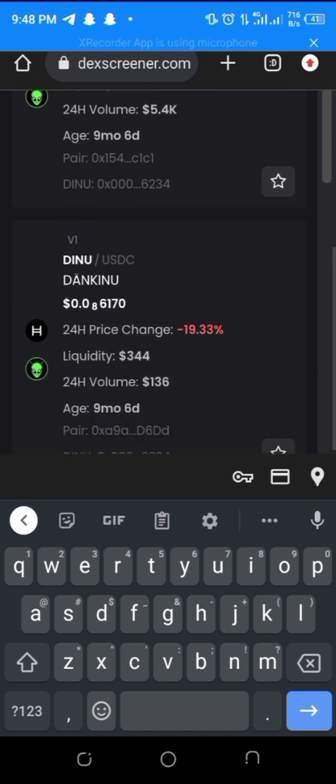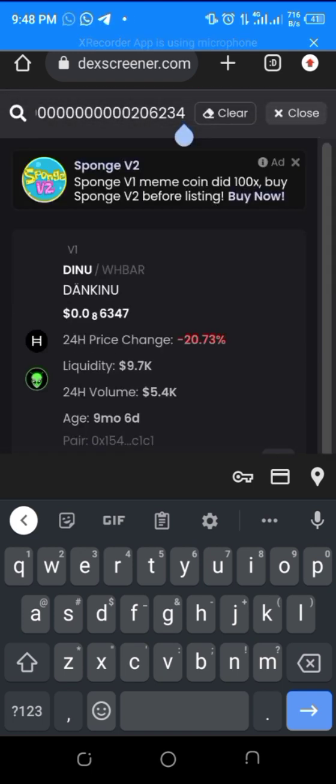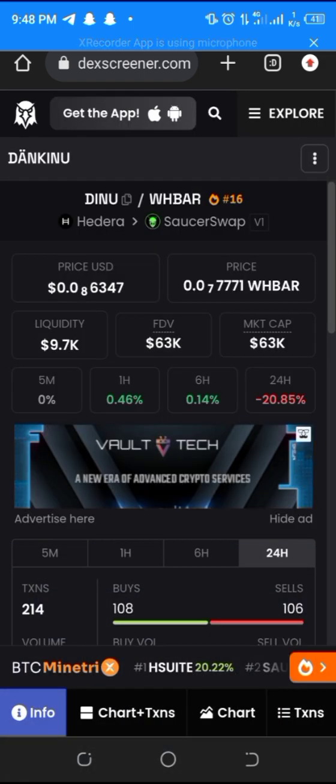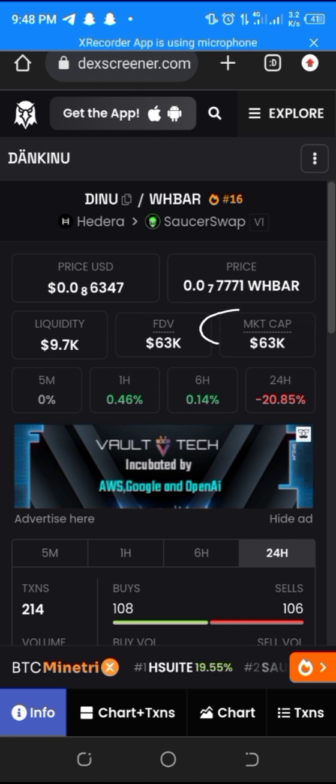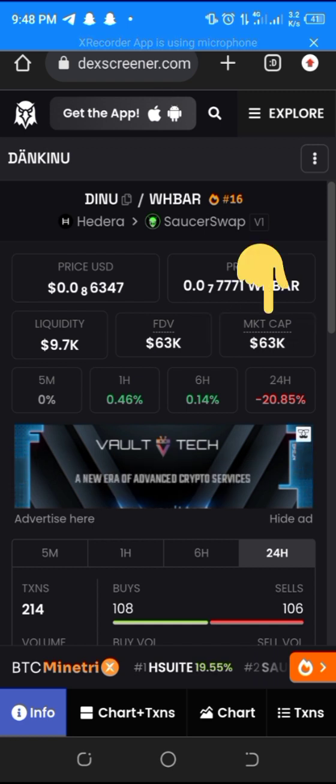So I've shown you how to copy the contract address from Dexscreener. Now let's click on it again, let me show you some details. This one is called liquidity. This one is called FDV, fully diluted valuation, that is what it means. This one is called market cap, 63k. So this coin is currently at 63k market cap.